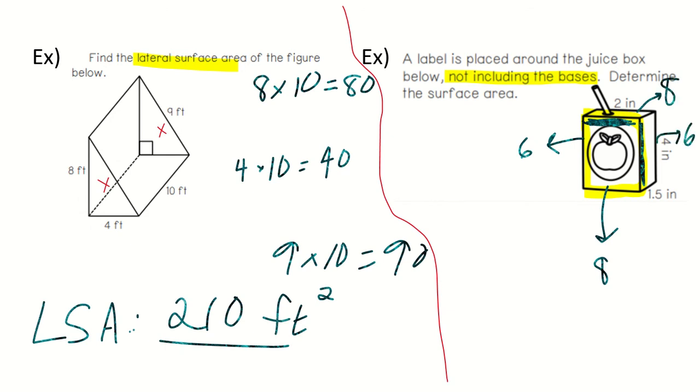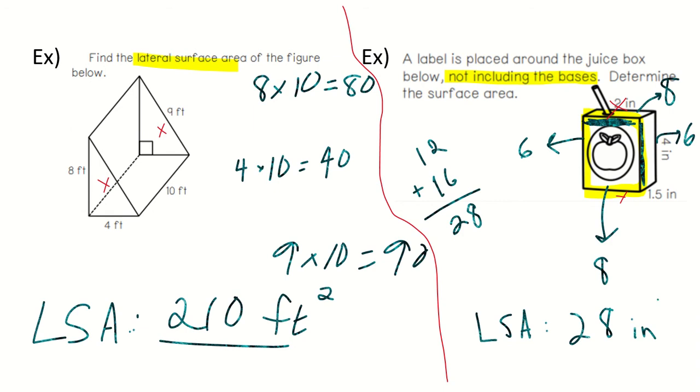So we have 6 and 6 on the left and right. We have 8 and 8 front and back. That's enough for lateral surface area because we excluded the two bases, the top and the bottom. So lateral surface area, all of that put together, 6 plus 6 is 12. 8 plus 8 is 16. That's going to be 28 inches squared. There you go. Again, remember to rewatch these guys.